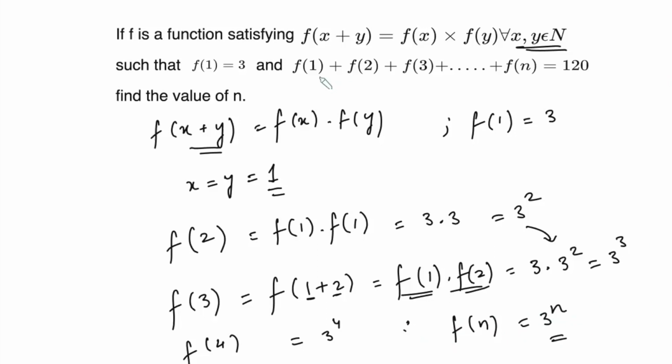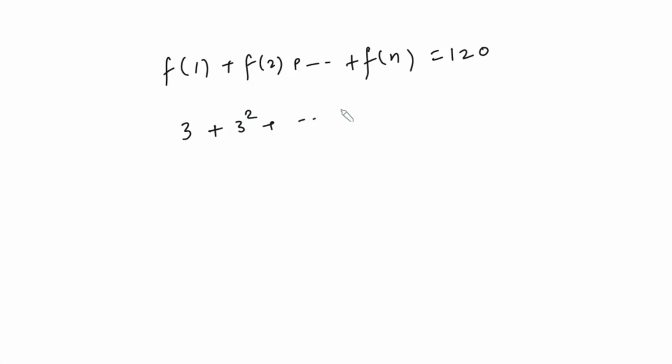Now it is given that the sum of all these terms is equal to 120. So f of 1 plus f of 2 and so on up to f of n is equal to 120. F of 1 is 3, f of 2 is 3 square, and so on up to 3 raised to the power n, and that is given equal to 120. So this is a GP in which the first term a is 3, the common ratio is 3 square over 3, which is again 3, and the number of terms is n.